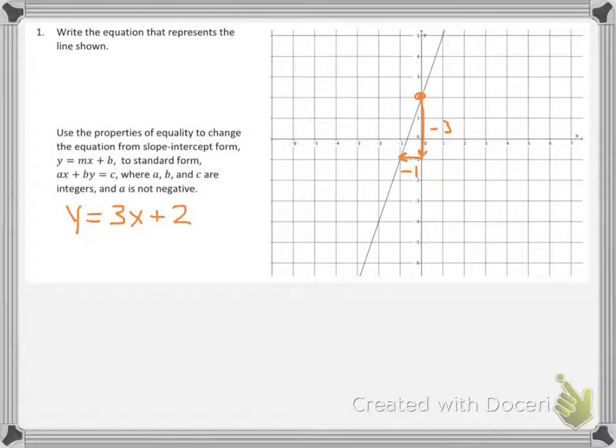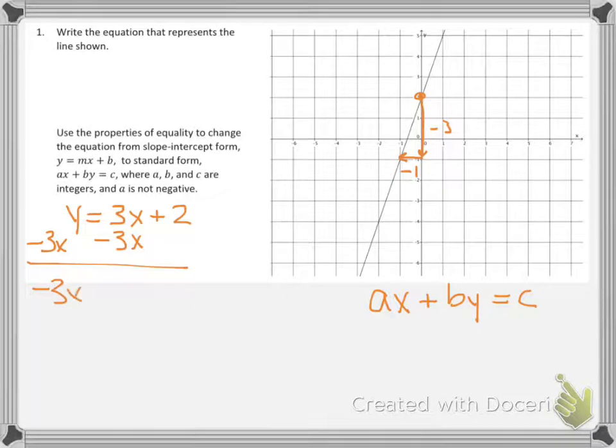And then to get it into standard form, remember standard form is ax plus by equals c. All I need to do is subtract 3x from both sides. Get that x over on the left side, and then I'm going to have my x value first, my positive y value is second, and left on the right-hand side is just my constant 2. So -3x plus y equals 2 is standard form.